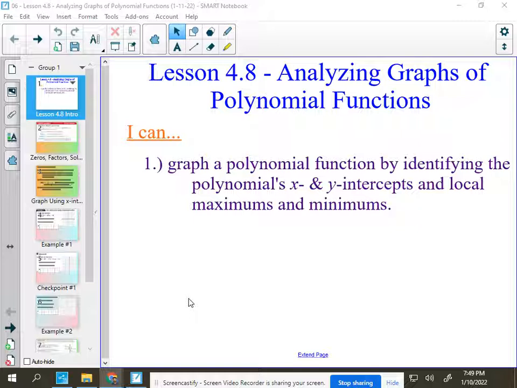I don't think it's overly taxing, although you still have to be able to call back some of the other graphing skills that we've built over the last couple of chapters. So let's just jump in and get it going. It's not overly long.